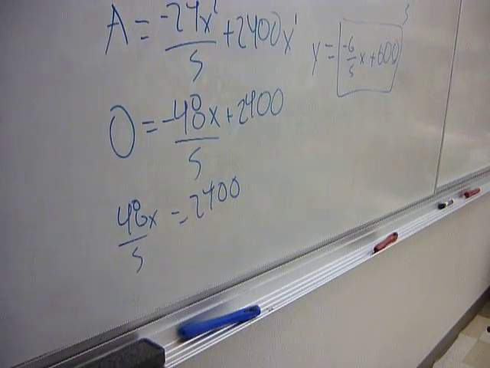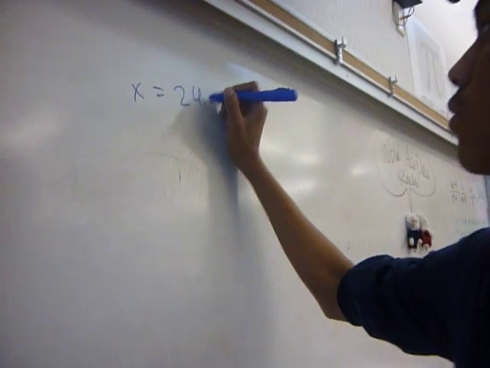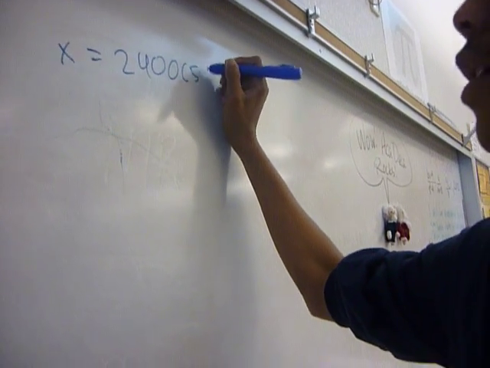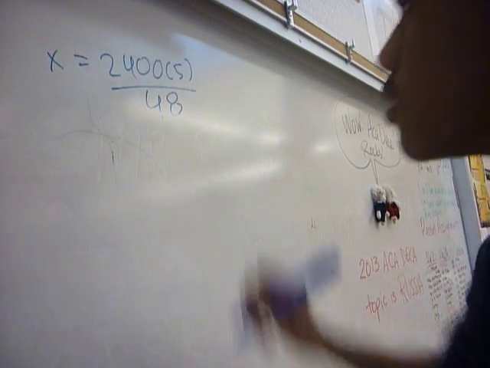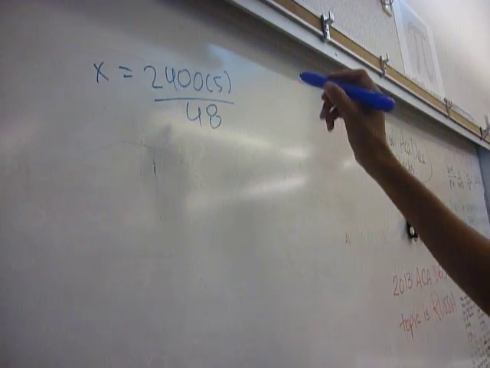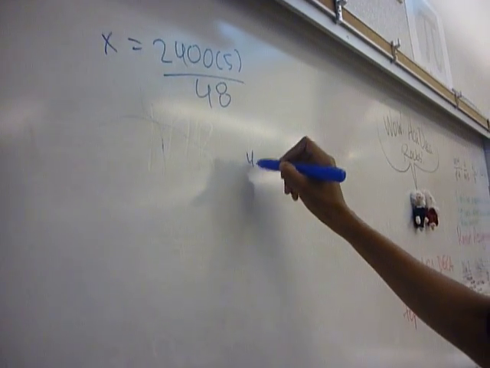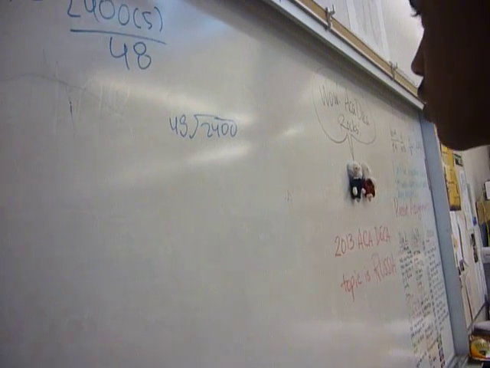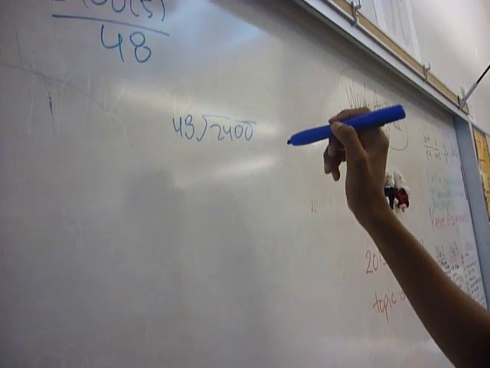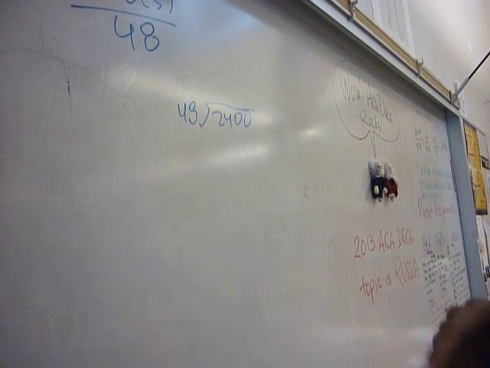So now what I would do is I would have x equals 3,000 times 5 over 48. And what you would get is, so if you divide 48 by 4,000, you get, okay, I'll pause it. Please stop it.